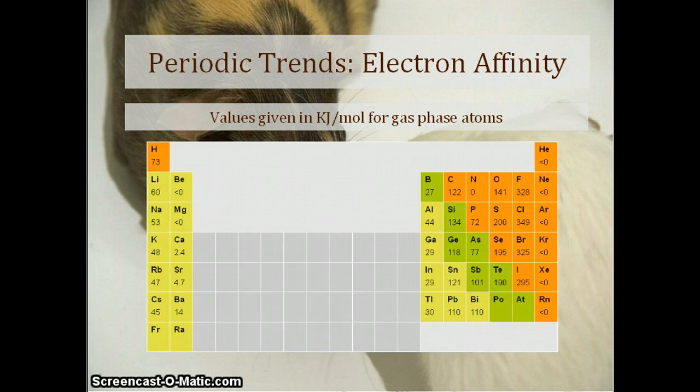The halogens, however, have electron affinities of greater than 200 kilojoules per mole. They have 7 valence electrons and would very much like to receive an 8th electron so that they can be stable like the noble gases.